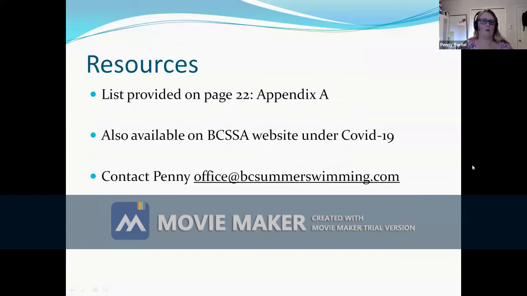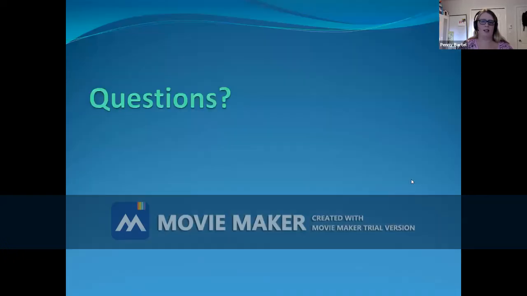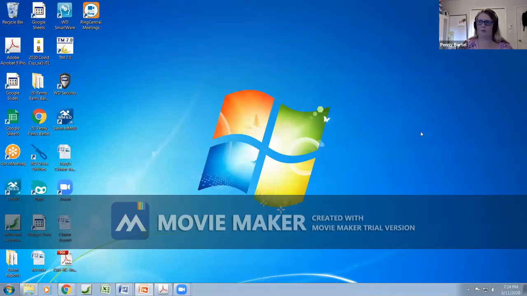So where do you go for more help? There's a really good list in Appendix A of the workbook. I've also tried to include them on our website under the COVID-19 page. And you can always email me. I'm going to stop sharing. I think everybody has my email address, but if you don't, it's on the website, office@bcsummerswimming.com.